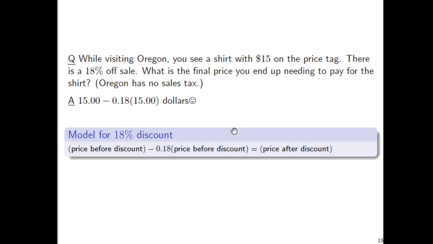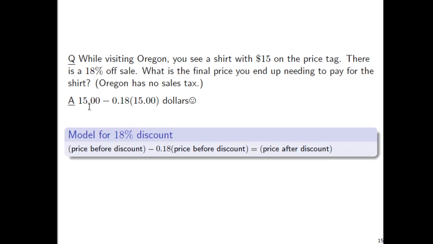The point, though, of this question: we didn't need to solve for any variable. We didn't set up a variable inside an equation, but this shows us what the model for an 18% discount should be. You should take the pre-discount amount, the original price, subtract 18% of that same number, the price before discount. That will be the new price, or the price after the discount is applied, or the discounted price, right?